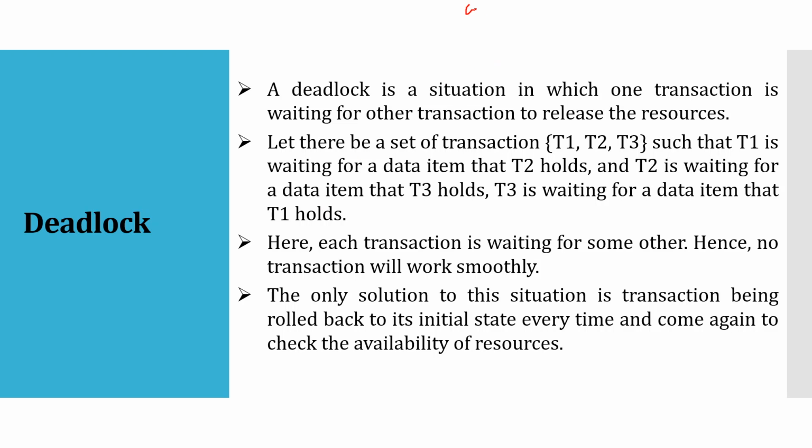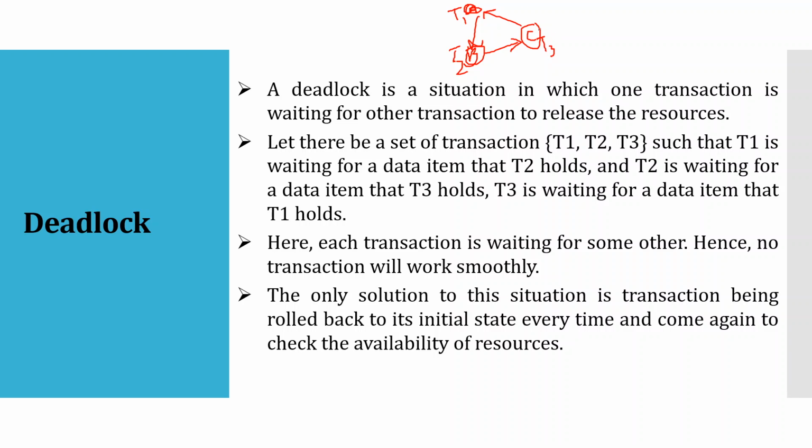Yeah, so here it is A, here it is B, and here it is C. A is held by T1, B is held by T2, and C is held by T3. So A is willing to have B, B is willing to have C, and C is willing to have A. So what it says, solution: one of the transactions must be rolled back.